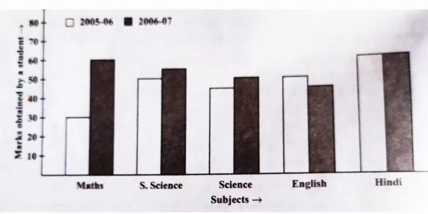Here is the example. On the x-axis subjects and on the y-axis marks obtained by a student in the 2005-6 session and the 2006-7 session. The darkest part is the 2006-7 session and the white part is the 2005-6 session. In maths, two terms are there. In 2005-6 she got 30 marks, and in 2006-7 60 marks. Similarly, in science, in 2005-6 she got 50 marks, and in 2006-7 55 marks. So that is a double bar graph.